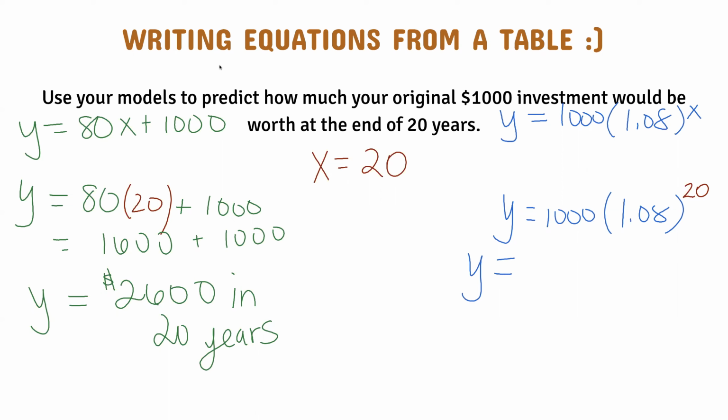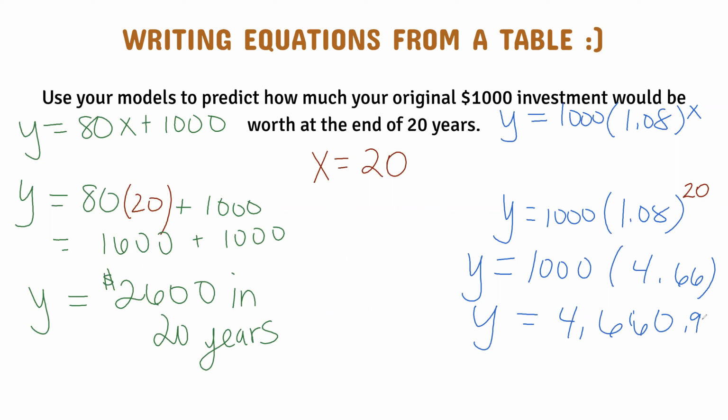So I'm going to take my calculator and I'm going to do 1.08 to the 20th power, and I get approximately 4.66. And then I'm going to multiply that by 1,000. Ooh, and I get $4,660 and about 96 cents at the end of 20 years.